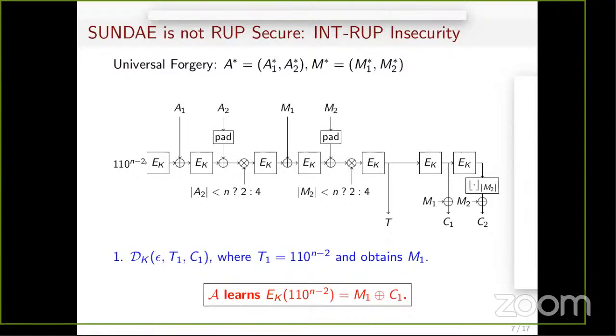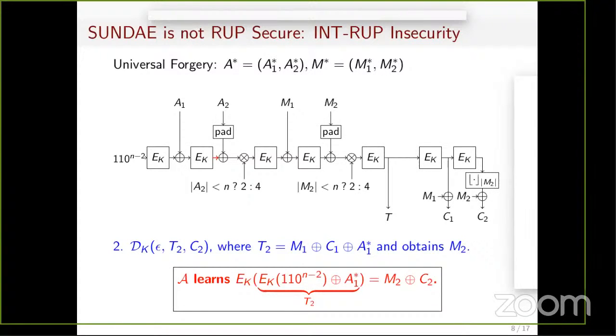So basically, we have mounted a universal forgery INT-RUP attack on Sundae. The attack is as follows. The adversary makes a decryption call with the tag set to 110^(n-2) and with any arbitrary ciphertext C1, and it obtains a message block M1. By that, the adversary learns the first block cipher output, namely E_K of 110^(n-2), and that is nothing but M1 plus C1.